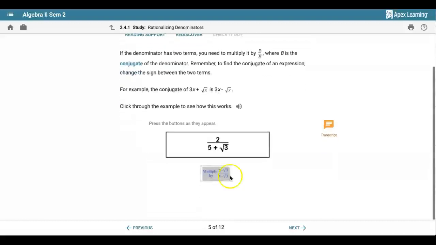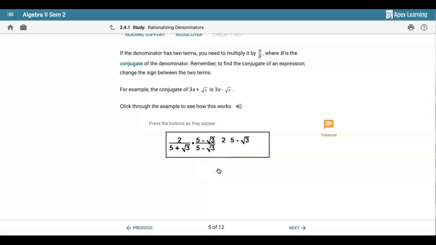So if we look here, we've got 5 plus square root of 3. Our conjugate for this one is going to be 5 minus the square root of 3. And when we calculate this out here, we're left with 25 minus 3. Hopefully you can take my word for it, but you can also always solve this out. Remember, we're just doing basic FOIL. If you take these as two factors, this 5 plus square root of 3 and this 5 minus square root of 3, all you're doing is FOILing.